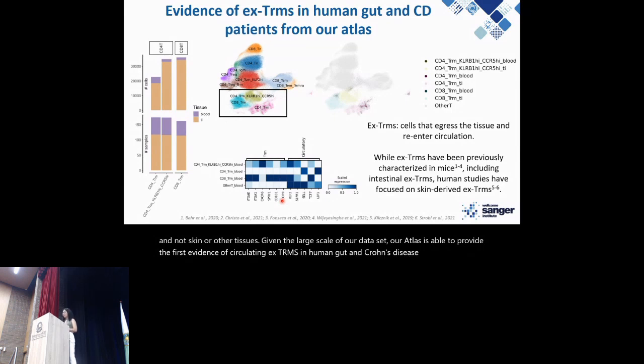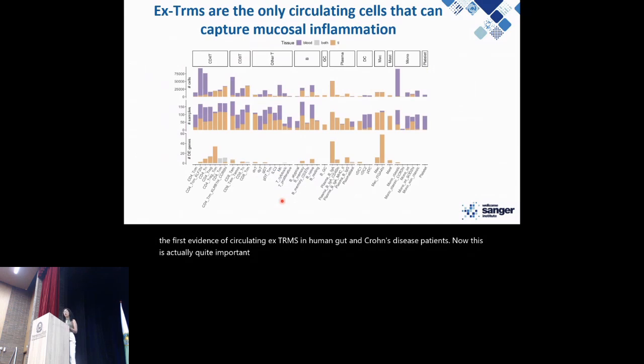Now, this is actually quite important because when we perform our differential gene expression analysis and try to look for correlations with mucosal inflammation, XTRMs were the only circulating cell that had significant genes correlated with mucosal inflammation, as shown in this third bar plot. So here the bars are colored by whether genes were significant in the terminal ileum in yellowish, significant in both tissues, colored by gray, or only in blood, colored in purple. But as you can see, we don't have any significant gene that was correlated with mucosal inflammation in the blood.